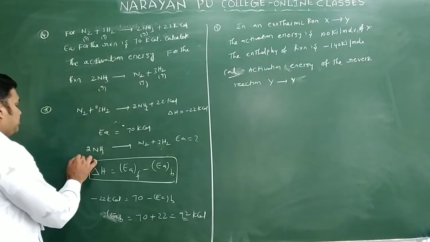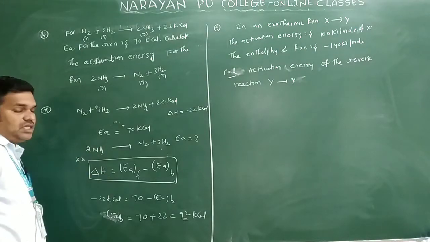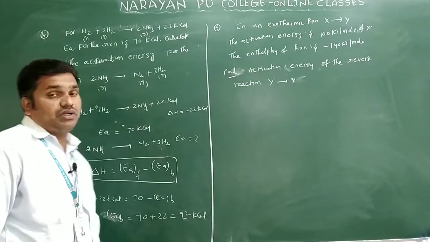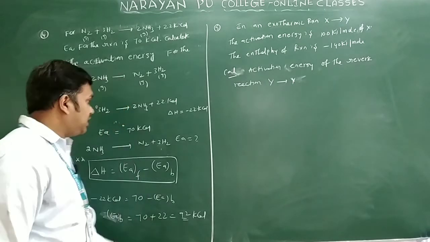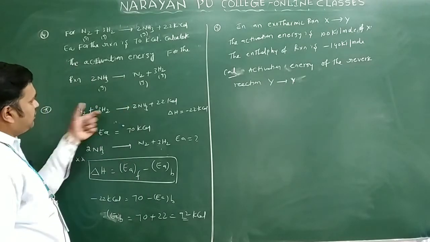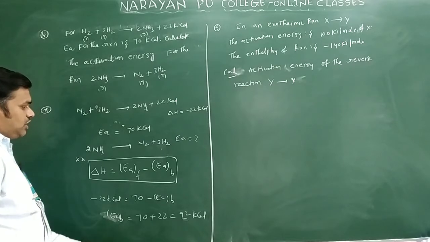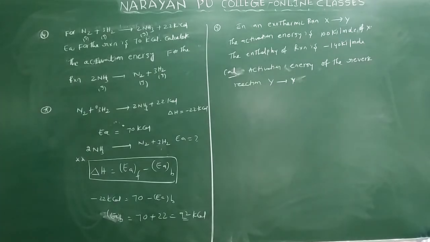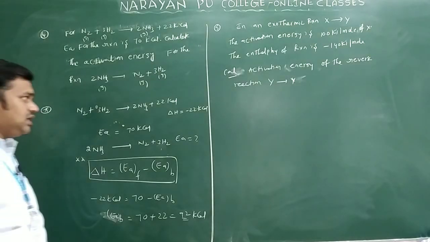So this formula is important. Delta H is equal to activation energy for the forward reaction minus activation energy for the backward reaction. This is the forward reaction. If you take the reverse, what will you get? The backward reaction. Then the answer you got is 92 kilocalories.